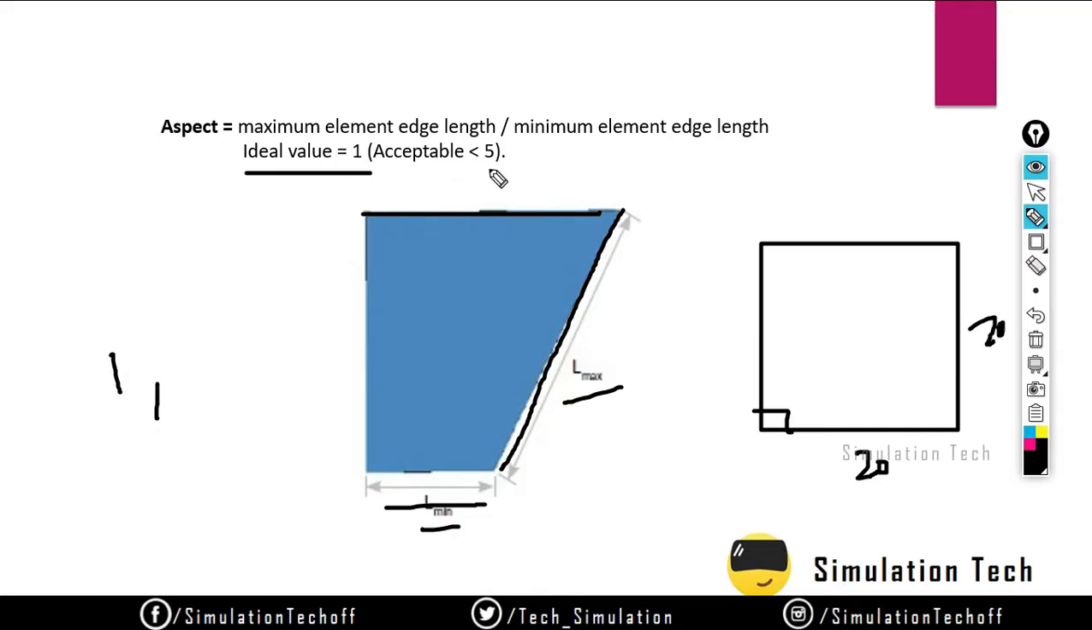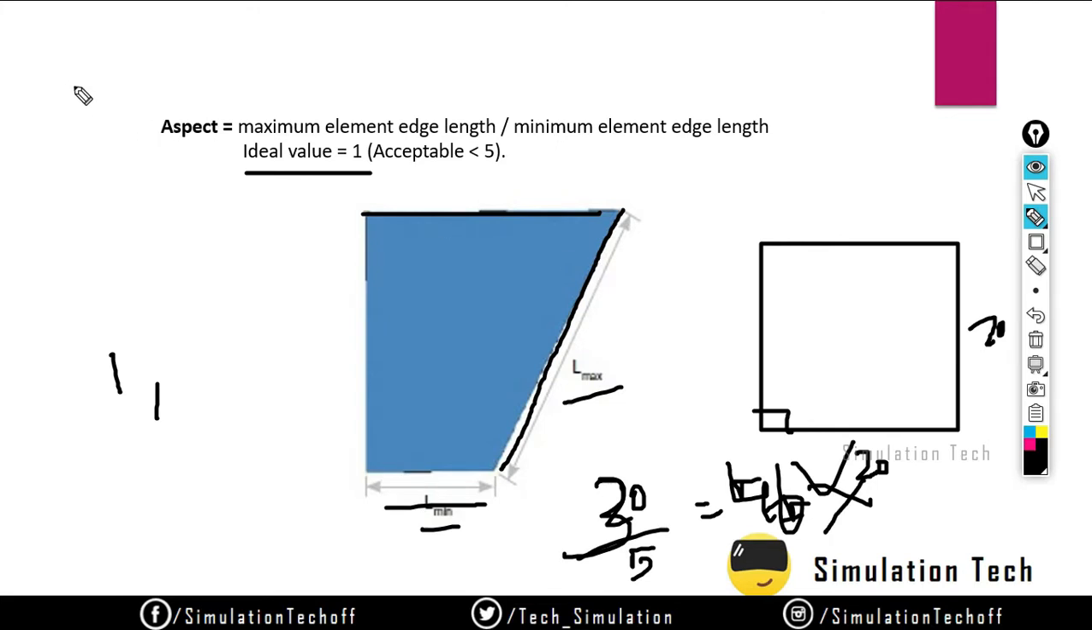What is acceptable? Less than 5 is acceptable. If you get a value of more than 5, it is not acceptable. If you have 20 divided by 5, you will get a value of 4. So this is okay. But if you have 30, you will get a value of 6. This is not acceptable. So it depends upon the elements. For warp angle inspection and aspect ratio inspection, we have different sets of entities.